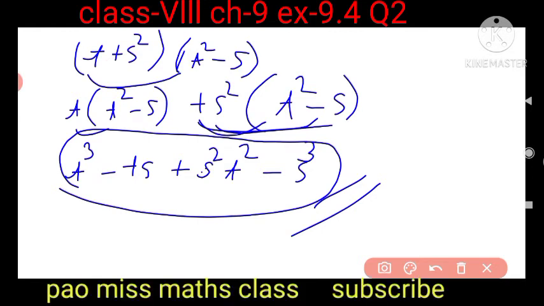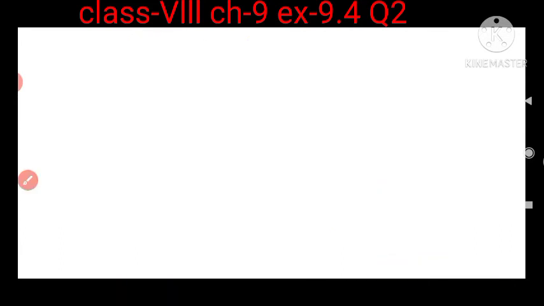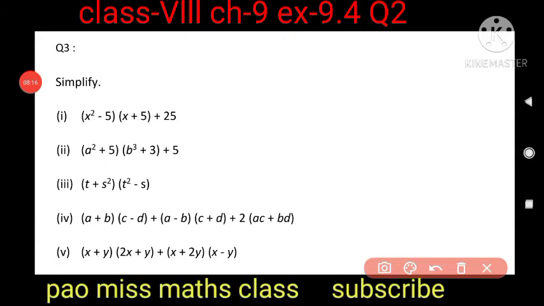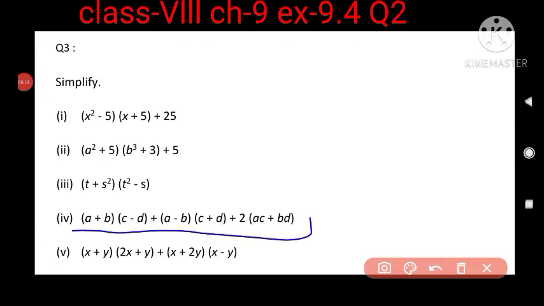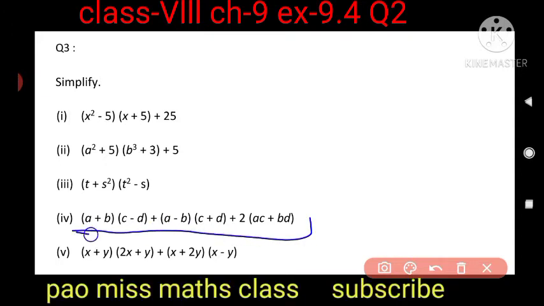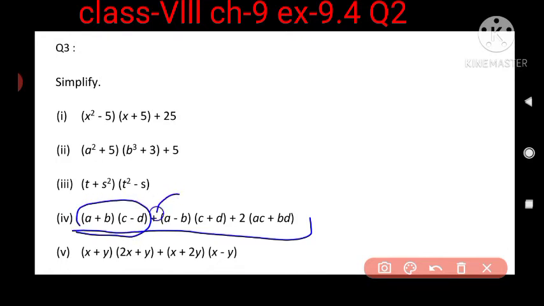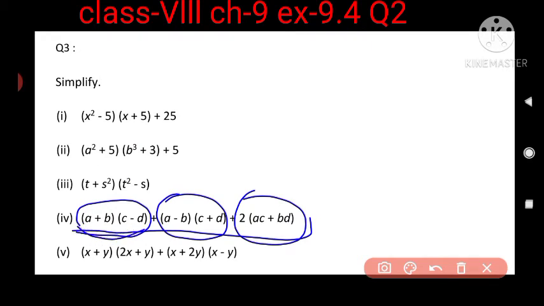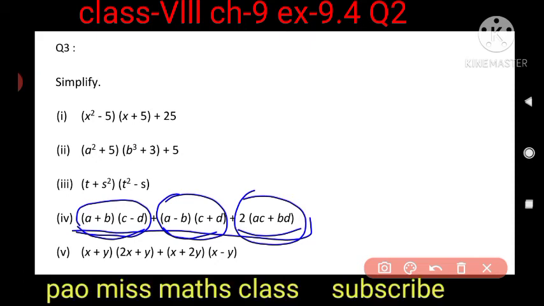Now next. Now you can see question number 4. Here 3 different expressions are there. These 2 are one single expression, this 2 and this, isn't it? So first we will solve all these expressions separately. After that we will add them together. Okay, come to the solution.